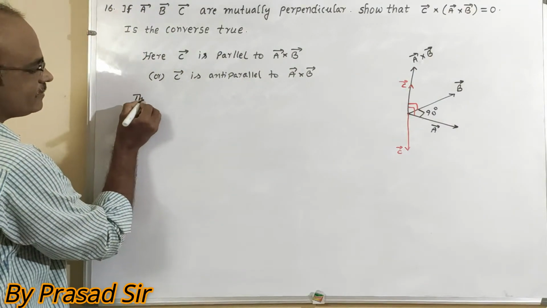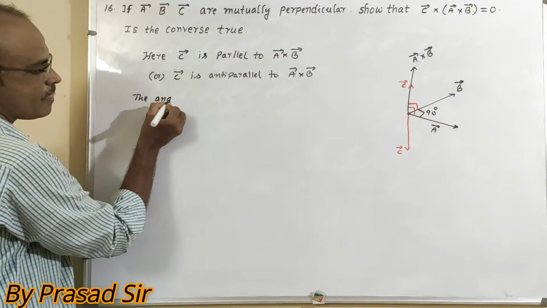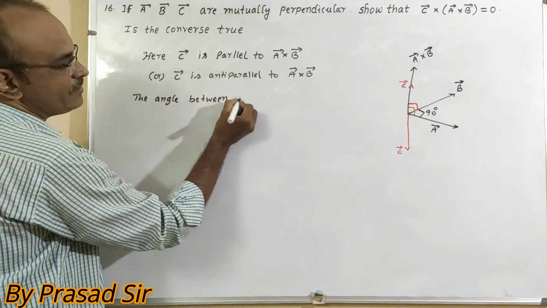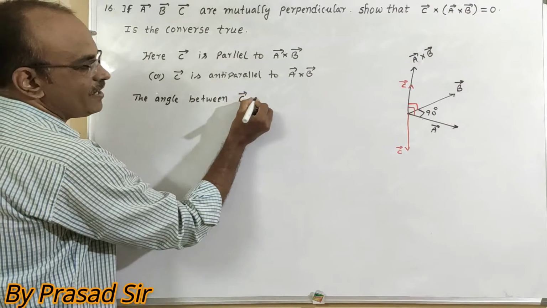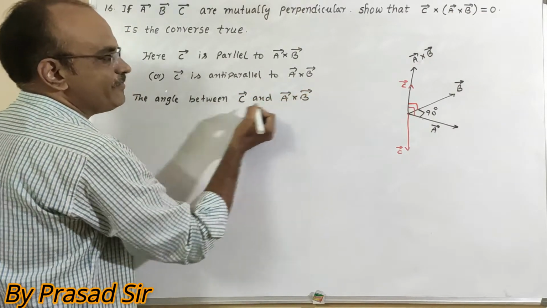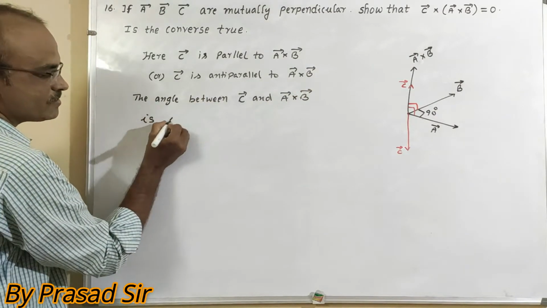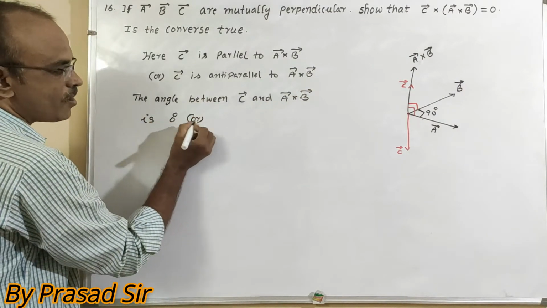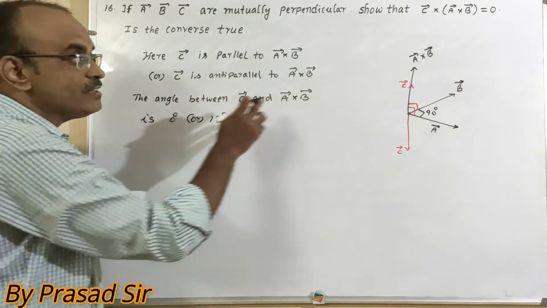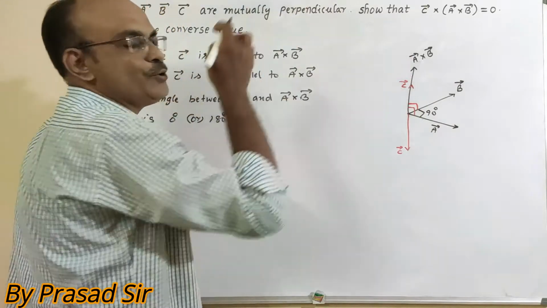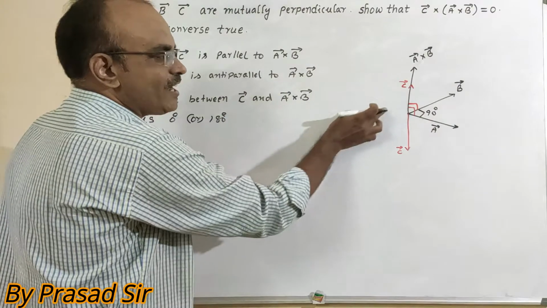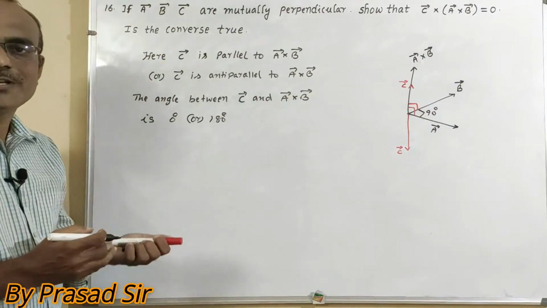Now here the angle between C vector and A vector cross B vector is 0 degrees or 180 degrees. So 0 degrees is nothing but C vector is parallel to A cross B and 180 degrees is nothing but C vector is anti-parallel to A cross B.